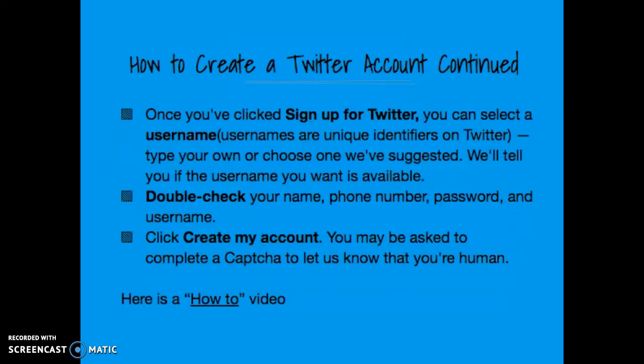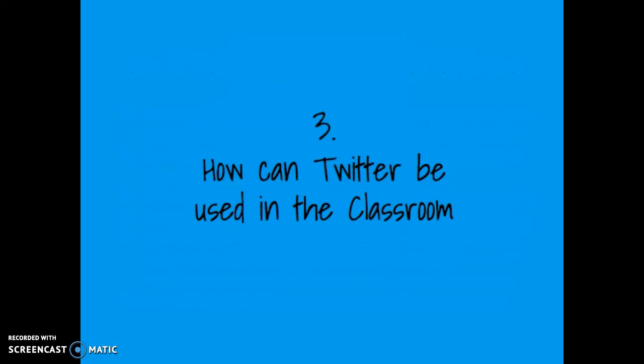Then you'll double check your name, phone number, password, and username, and then click create my account. You'll be asked to complete a CAPTCHA, which is like the I'm not a robot. Either there's a box or there'll be letters or a picture to look at and click on things that match. I've also linked a how-to video for signing up for Twitter, and all the directions I just went over came from the actual Twitter account sign up page.